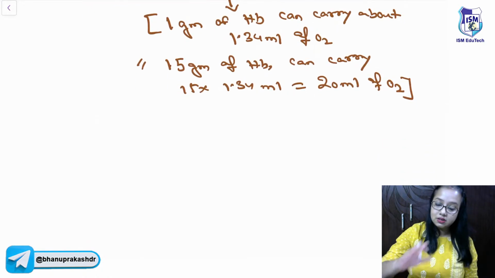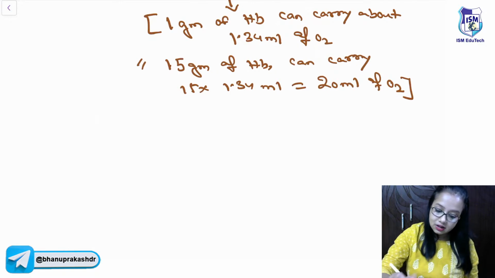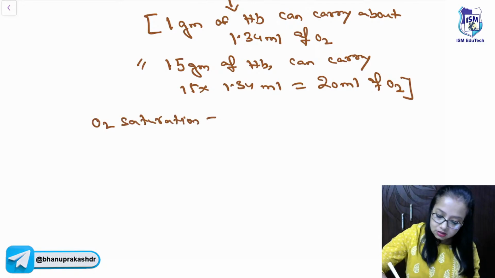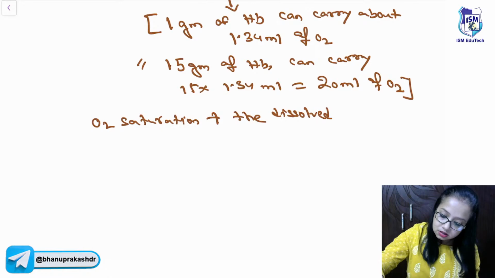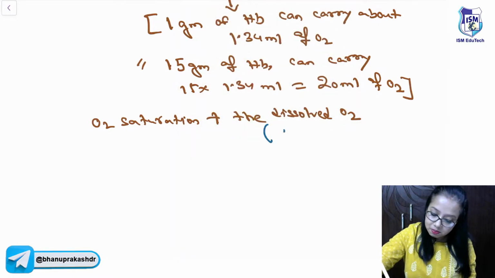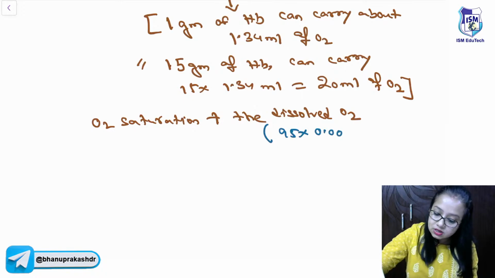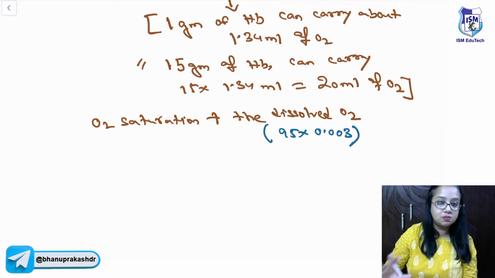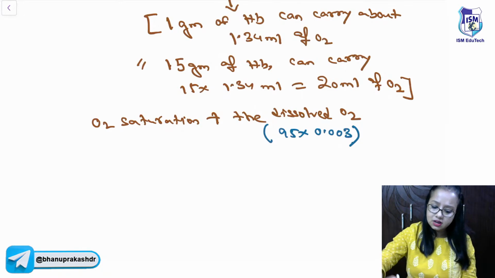So in the arterial blood, if we calculate, it is about the oxygen saturation plus the dissolved oxygen. Now, how is the dissolved oxygen calculated? Dissolved oxygen is calculated by the partial pressure into the constant, that is 0.003. This 0.003 has come after calculating the oxygen partial pressure. So for us, it is enough if we remember this 95.